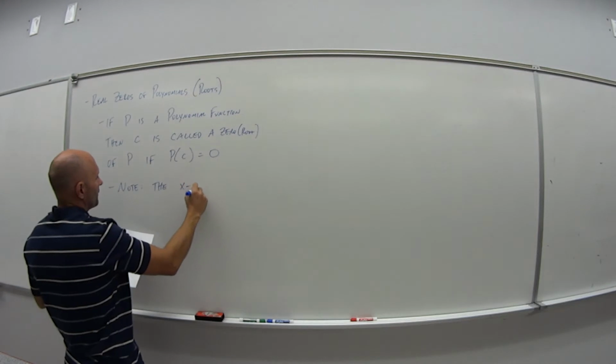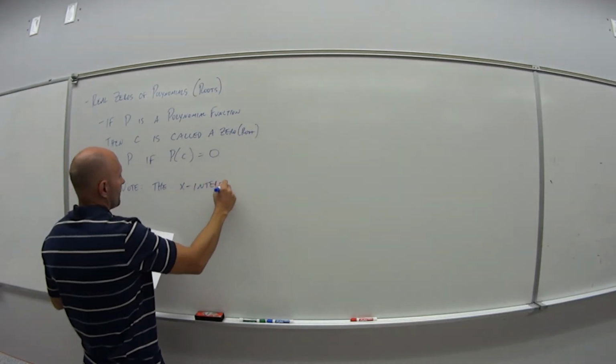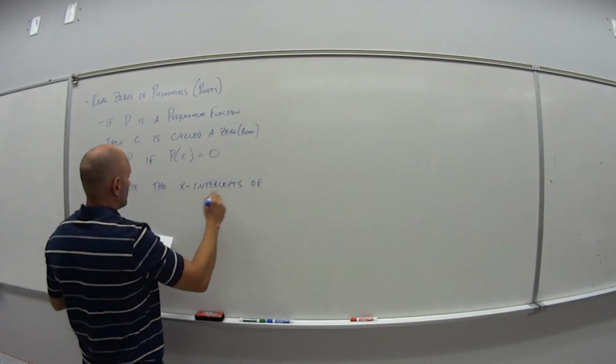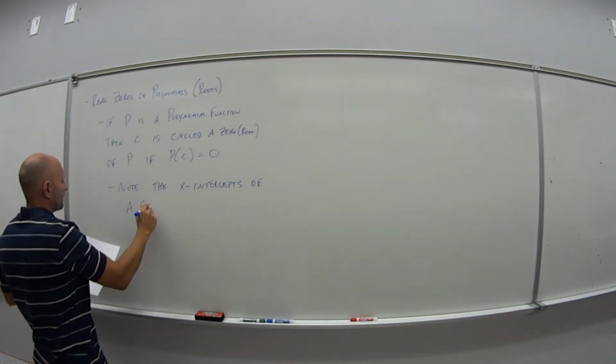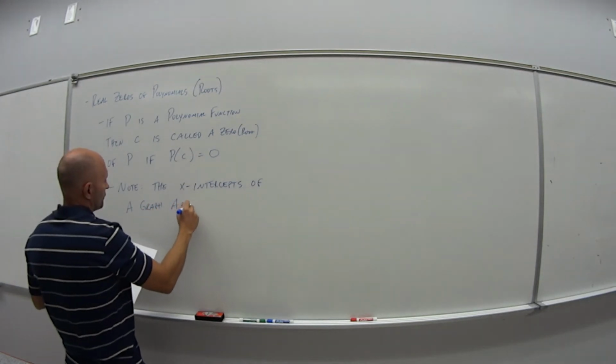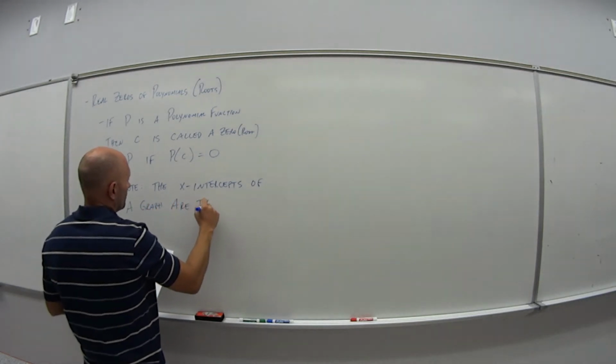So note the x-intercepts of a graph are the zeros of a function, or are the roots of a function.